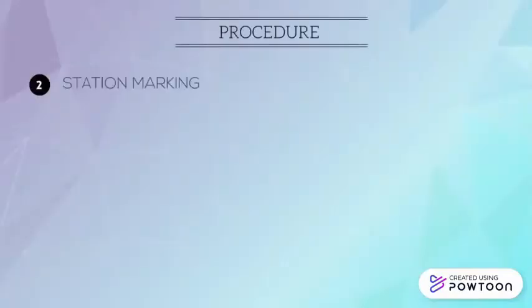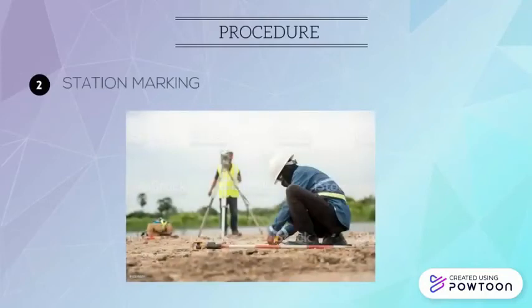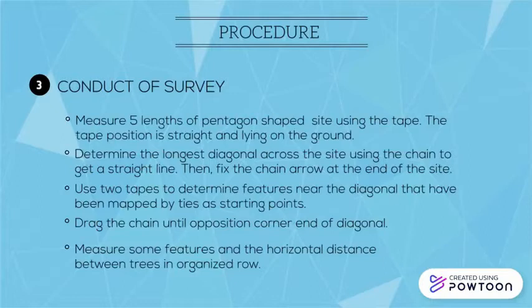2. Station mark. Ensure the mark triangles in the area of the site. 3. Corner of survey. Measure and list the pentagon shape site using the peak position and lying on the ground. Determine the longest diagonal of the site using the twine in a straight line. Then, exit the twine.